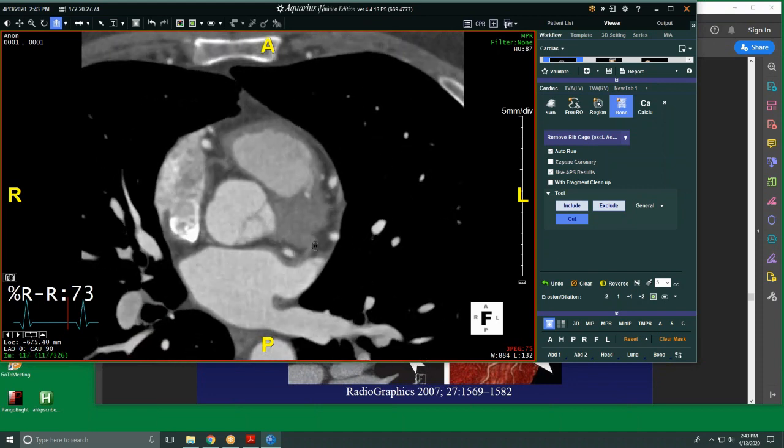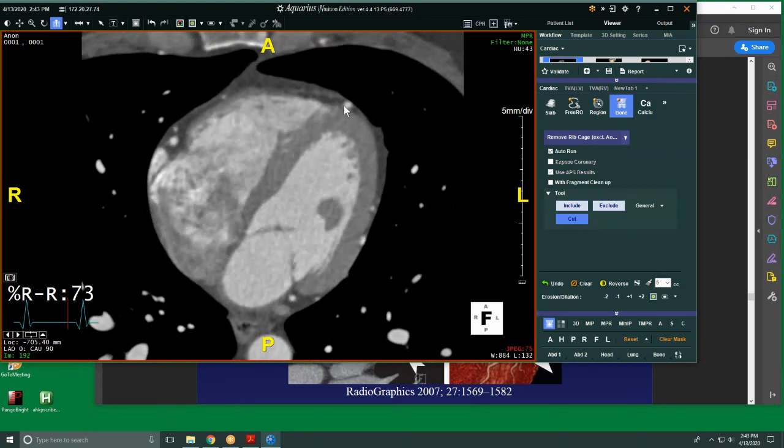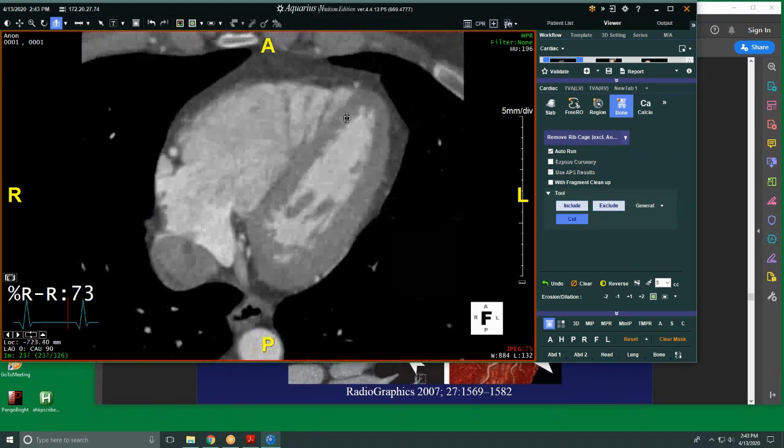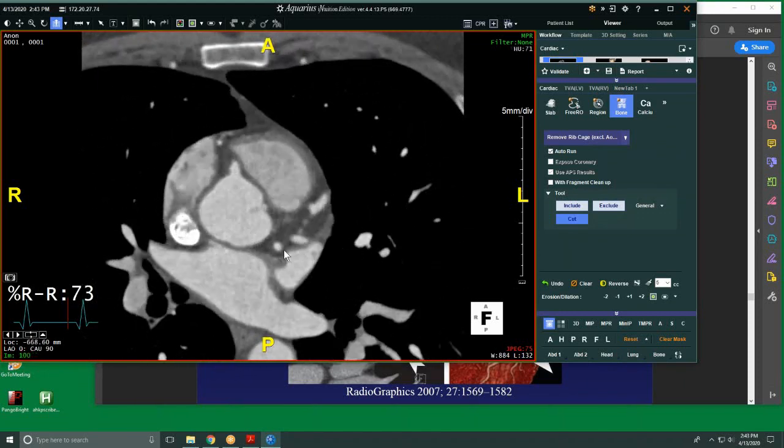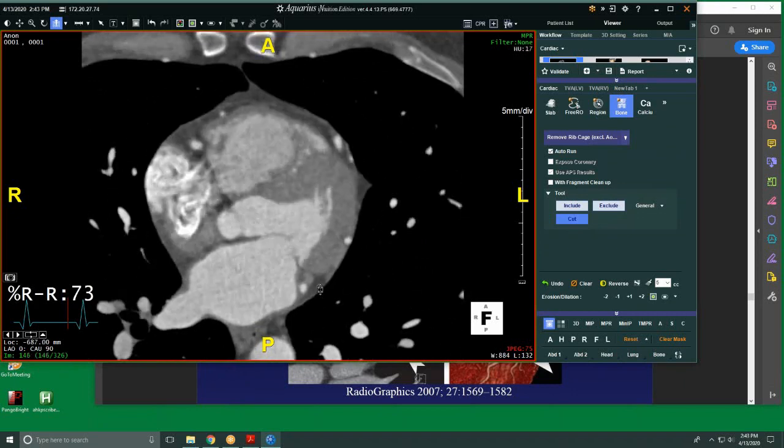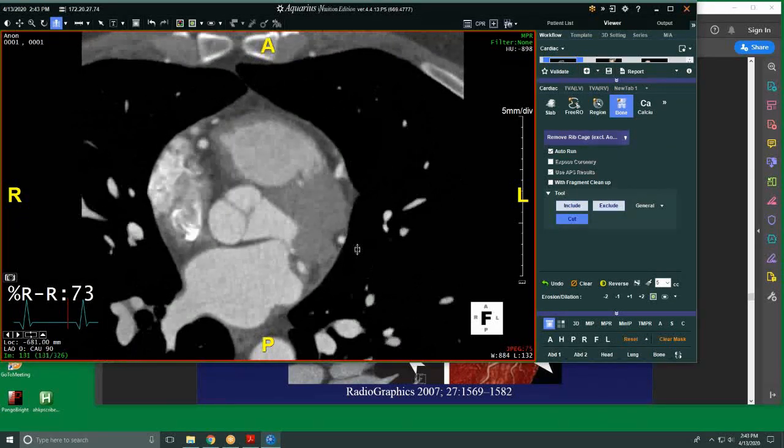The LAD courses down in the interventricular sulcus here and supplies the anterior wall of the heart. The circumflex artery there supplies the lateral wall and a bit of the inferolateral wall of the heart.